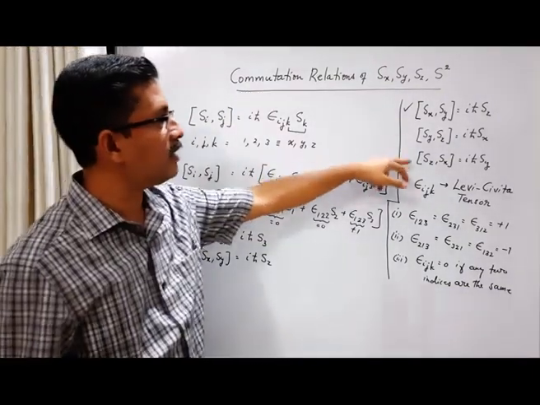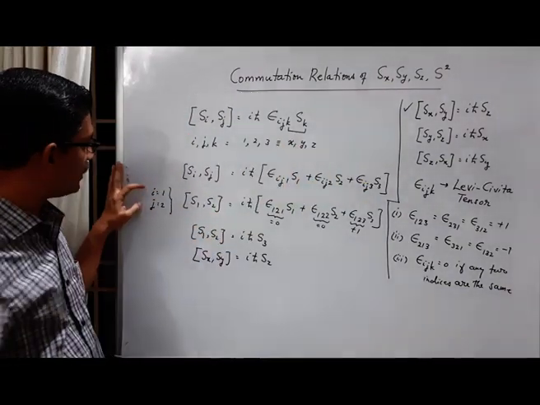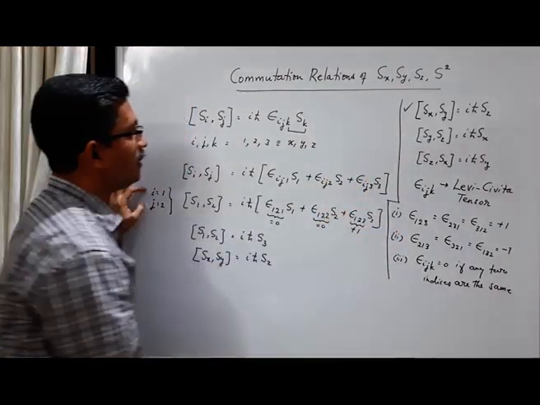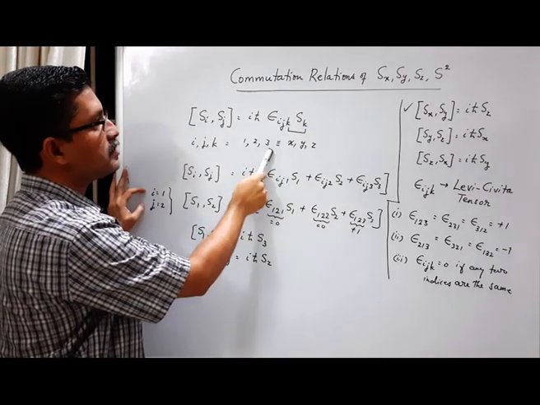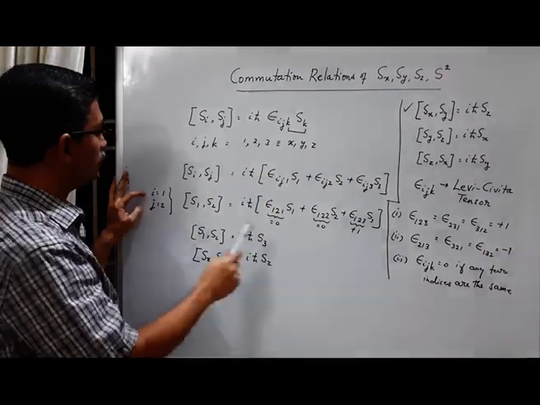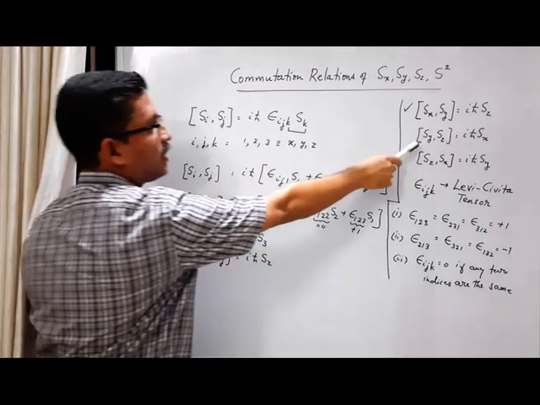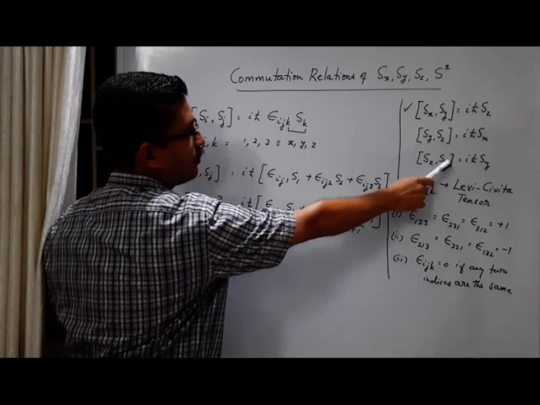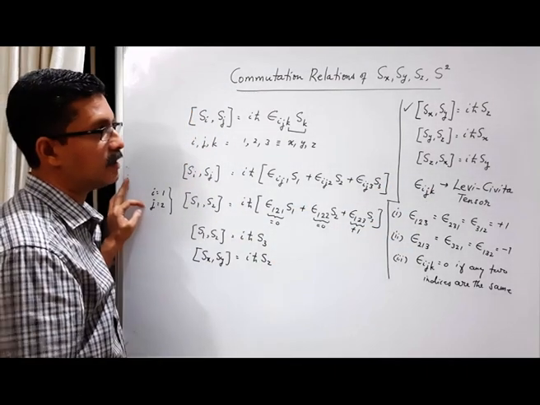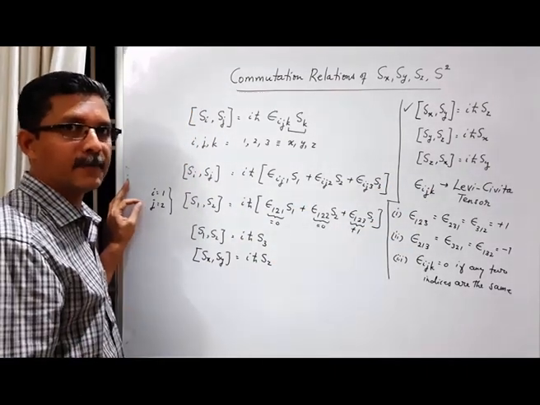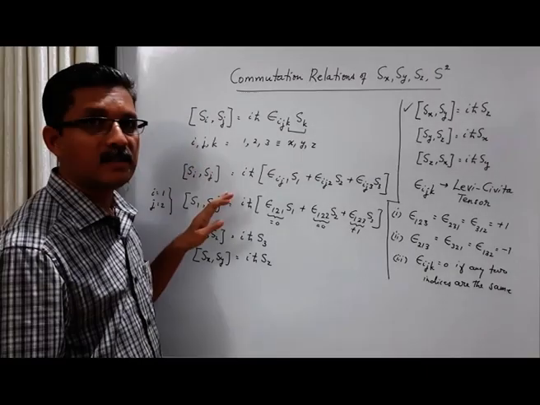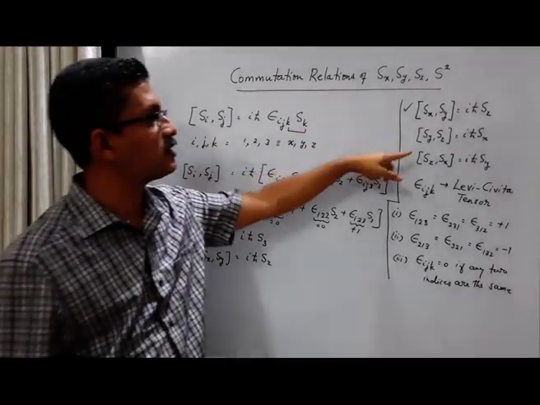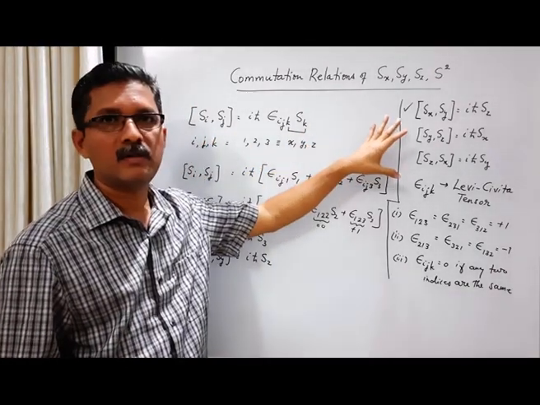Now in order to get the other two relationships, you can take other choices of i and j. For example, in order to get this, take i is equal to 2, j equal to 3. Then you will get this relationship. In order to get this, take i is equal to 3, j is equal to 1. Then you get the third relation. That too you can verify. So it is clear that this single relationship represents the commutation relations between the three components of the spin operator.